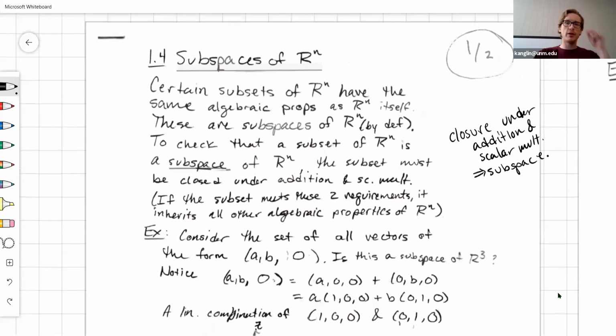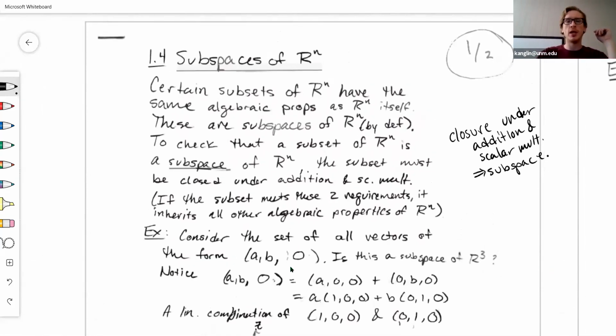Now let's look at an example here to try to get a better sense of what's happening. Let's consider the set of all vectors of the form (a, b, 0), where a and b are some real numbers. Is this a subspace of R3? So what we've defined is a subset, right? Not all points in R3 have this form.